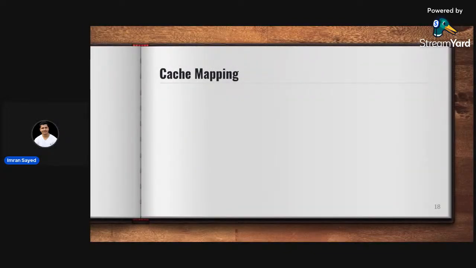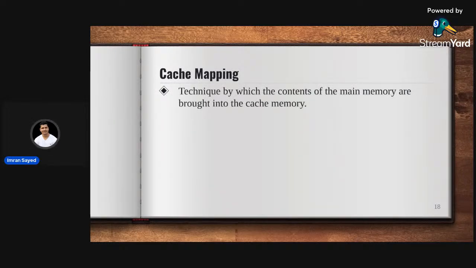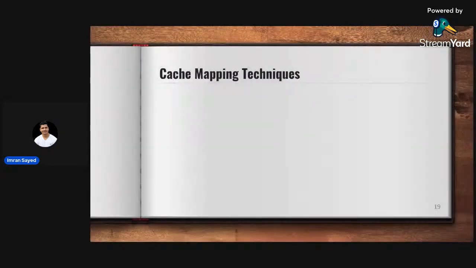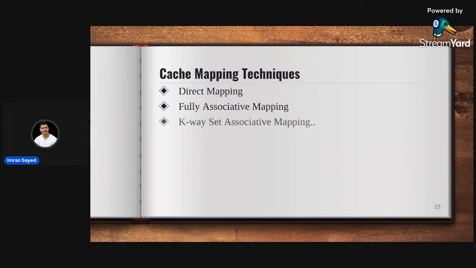Now, what is cache mapping? Well, cache mapping is basically a technique by which the contents of the main memory are brought into the cache memory. There are different cache mapping techniques. One is direct mapping, and we have fully associative mapping, and we also have the K-way set associative mapping.